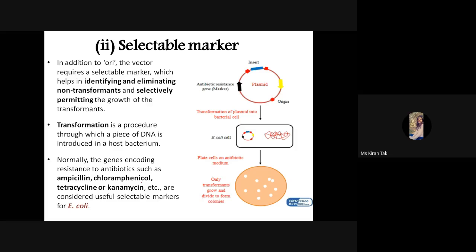The next is the selectable marker. Selectable markers are used to identify and eliminate non transformants and selectively permit the growth of only transformants. Transformation is a process through which a piece of DNA is introduced into the host or bacterium. In E. coli, the selectable markers used are ampicillin, chloramphenicol, tetracycline, or kanamycin.